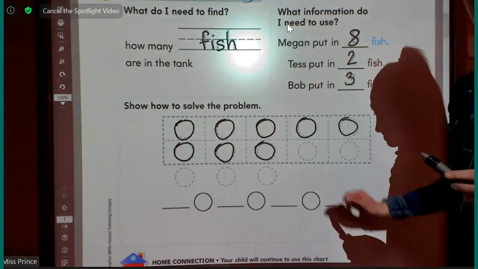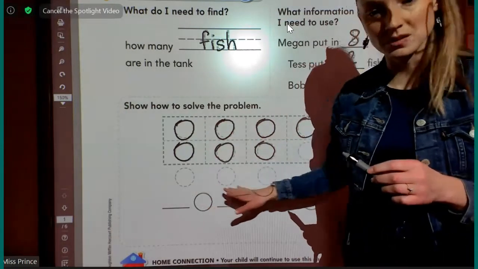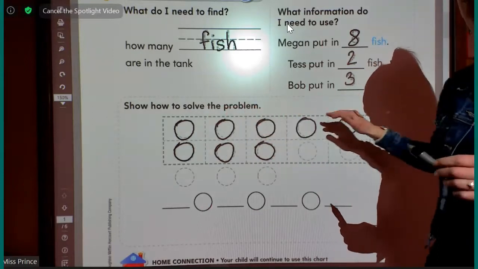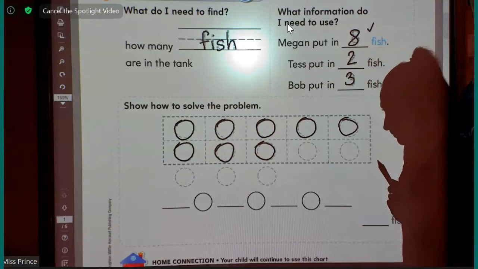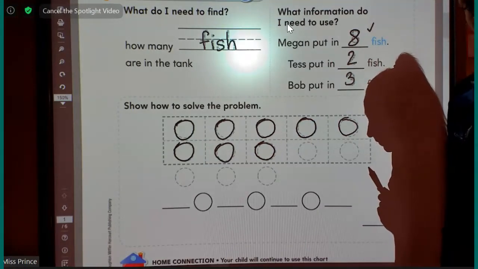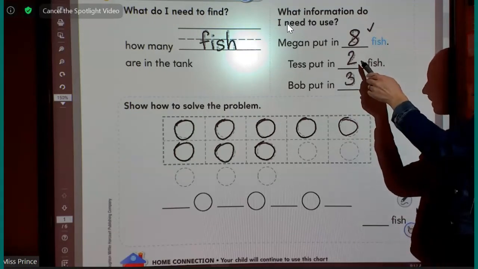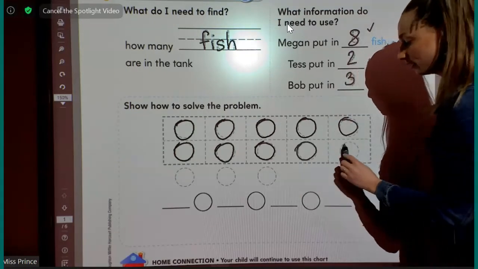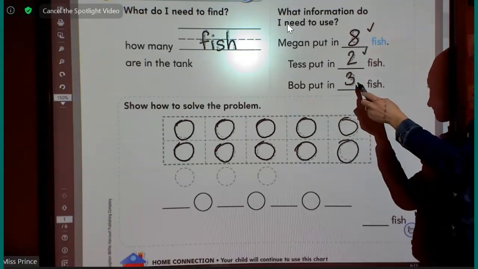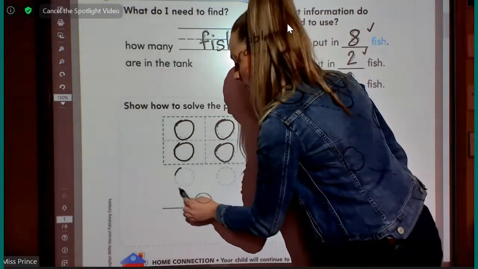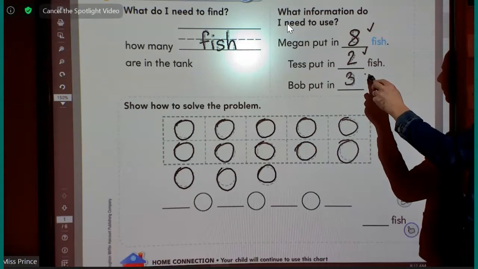Do you guys see how I stayed in the 10 frame? I didn't skip around anywhere. I didn't fill these ones in. I kept going in order. So now I want you to put a little check mark here because we already put those 8 circles. We're adding all these together, so we need to keep going. Now I need to add 2 more. 1, 2. And then I need to add 3 more. 1, 2, 3. Put a little check mark.